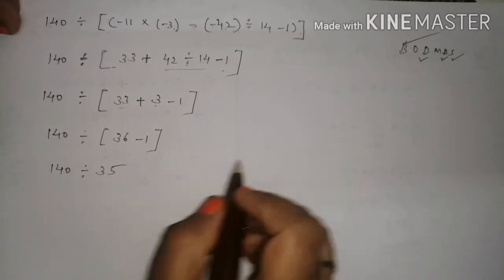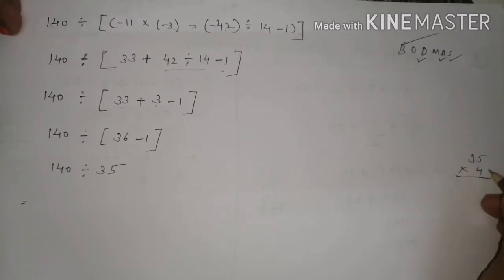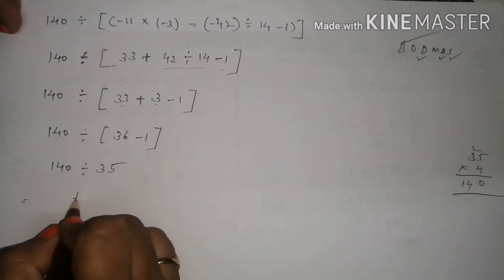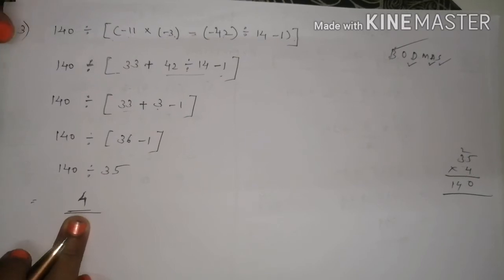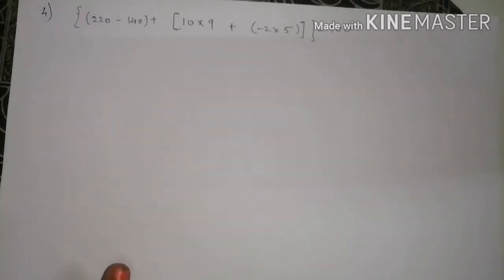Now 140, if you divide by 35, 35 4s is, I think so, 4 5s are 20, 4 3s are 12. Yes, 35 4s is 140. So after division we got 4. So the answer is 4. So we have done this question number 3. Now let's move to the question number 4.